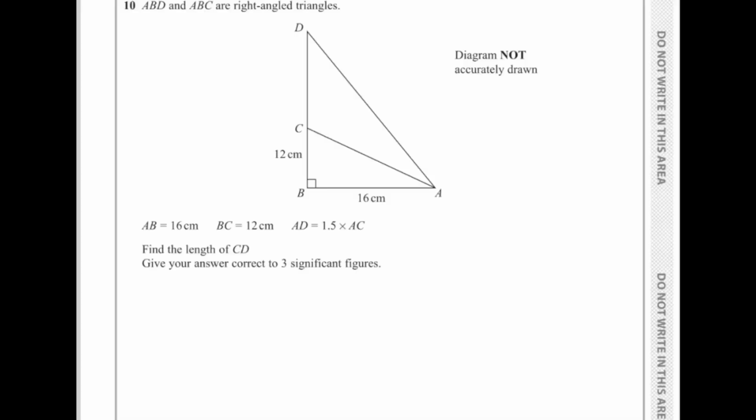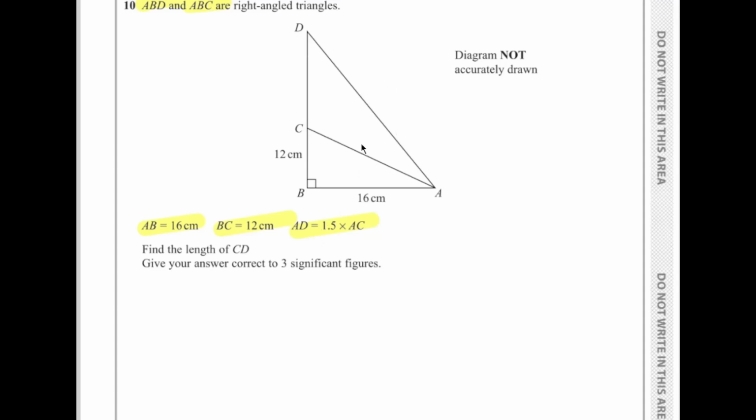Question 10. Under basic trigonometric ratios, ABD and ABC are right angle triangles. So ABC, this small triangle, and ABD, this bigger triangle, they both are 90-degree triangles. Here this angle is 90 degree. AB is 16 centimeter, BC is 12 centimeter, AD equals 1.5 times AC. Find the length of CD. Let's see how to get the length of CD. Now this is CD, then I need to get this length.